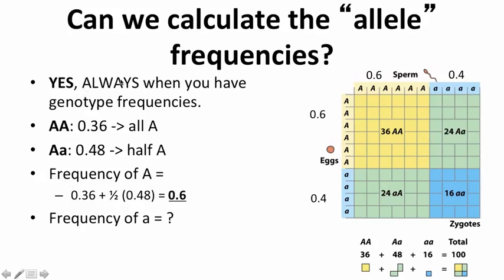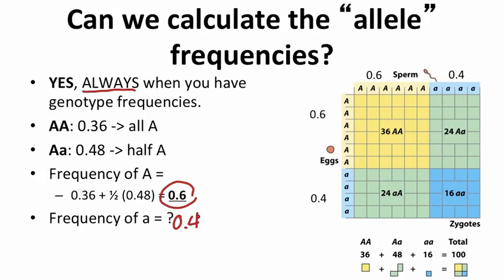We can always calculate allele frequencies when we have the genotype frequencies. Because again, we know the big A big A individuals are all big A, so that's 0.36. Big A little a individuals are half big A, so half of 0.48. So 0.36 plus 1/2 of 0.48 is 0.6. So here in the offspring, just like in the gametes that formed them, the frequency of big A is 0.6. The frequency of little a has to add up to 100%, so this must be 0.4.